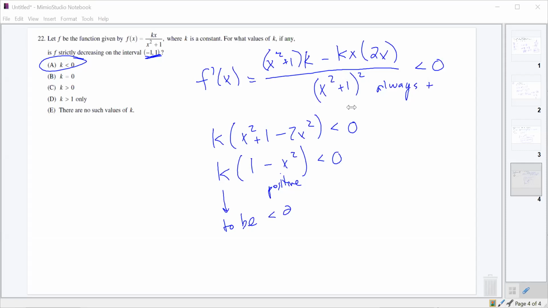Next one we've got here is the 2012 test, number 19.